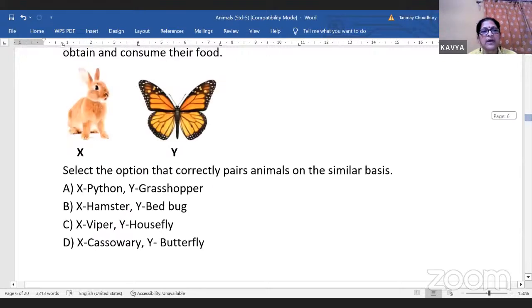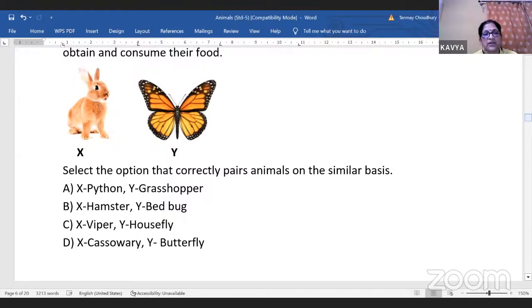similar to this. Python can be X? No, python cannot be X. Grasshopper can be Y, but python cannot be X because python kills by strangling. Hamster, you know what a hamster is? Hamster is a small mouse-like creature, very tiny. People keep it as pets also. And it eats a lot of grass and small leaves also.